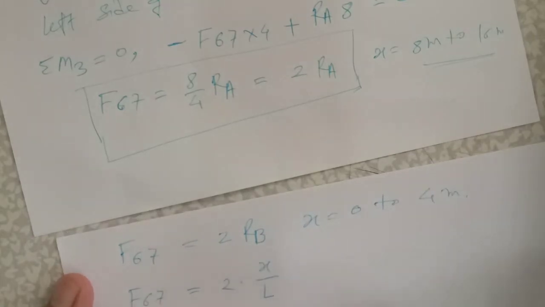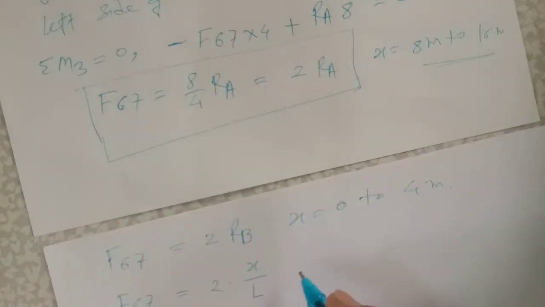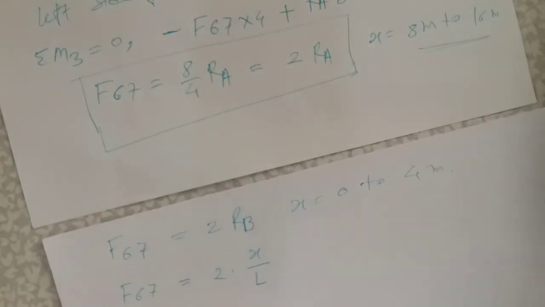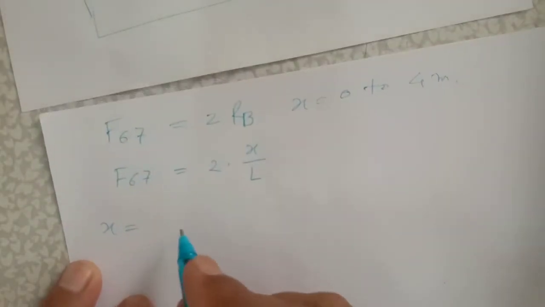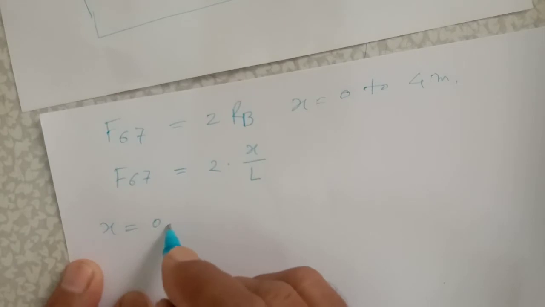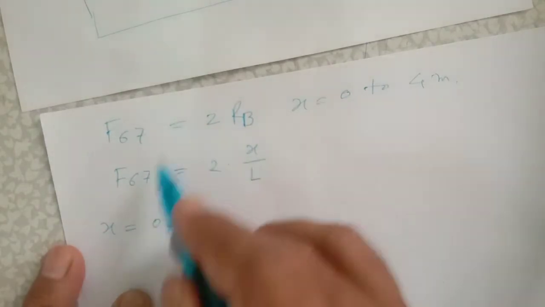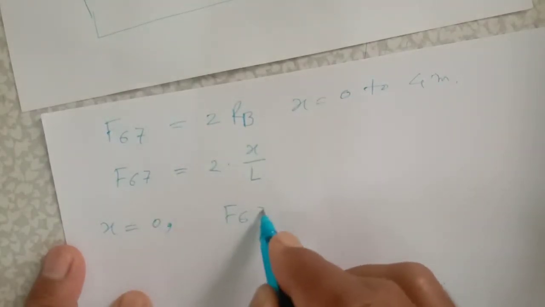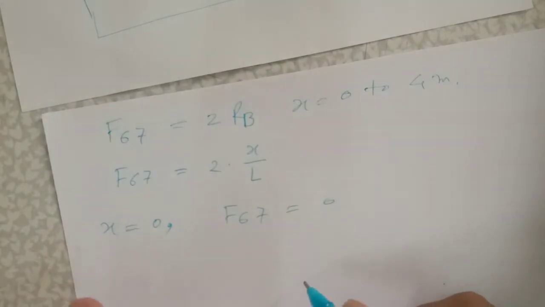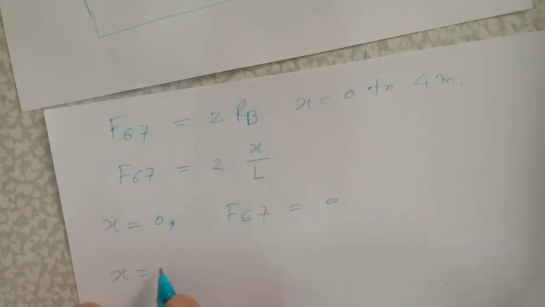X divided by L. Now, when I put X is equal to 0, we get 0. That means the force in member 6, 7 is equal to 0. When I put X is equal to 4 meter, force in member 6, 7 is equal to, X is equal to 4 meter.